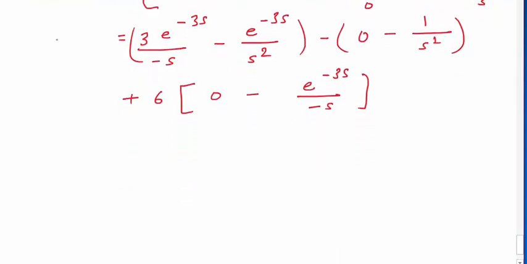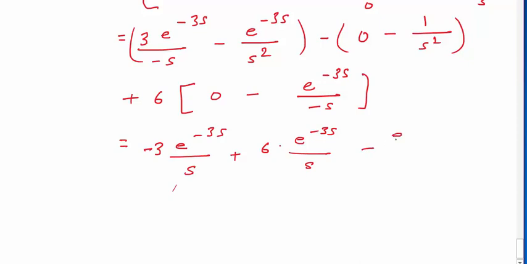So this will be equal to e power minus 3 upon s. We are seeing it at two places, so we club them. So minus 3 into e power minus 3s upon s, and then plus 6 into e power minus 3s upon s, then minus e power minus 3s upon s square, and then minus minus plus 1 upon s square.